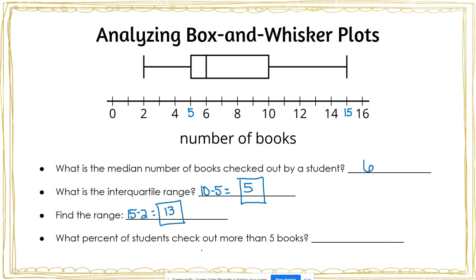Finally, what percent of students check out more than 5 books? Well, 5 is right here. And if I'm looking for more than 5, that's going to the right. Well, there's a section here that's 25%, another section that's 25%, and then a third section that's 25%, which means that in total, there is 75% of students who check out more than 5 books a year.